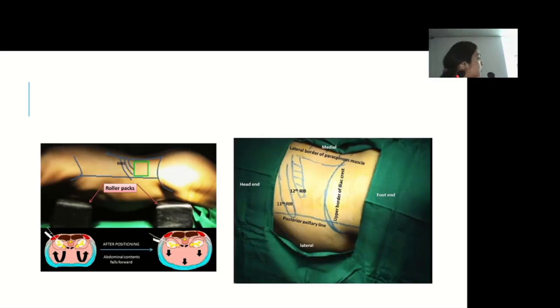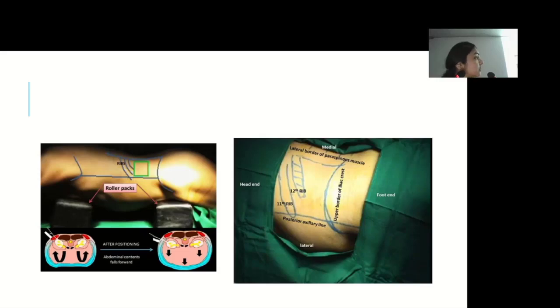This is the placement of the pegs, and this position will show after the placement of the pegs. The abdomen contains gut, which will fall forward in between them, so you can avoid collateral injuries in this position. Then we go for the surface marking of the patient after positioning.